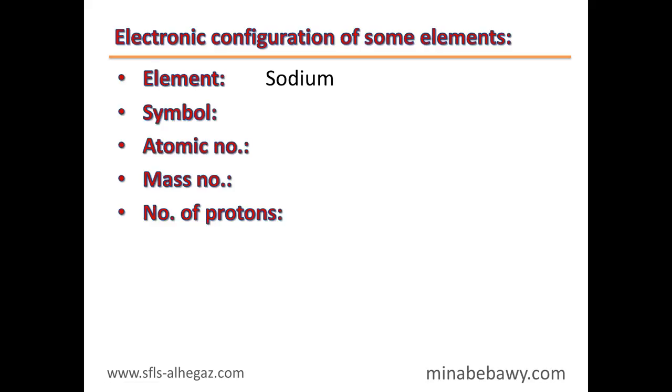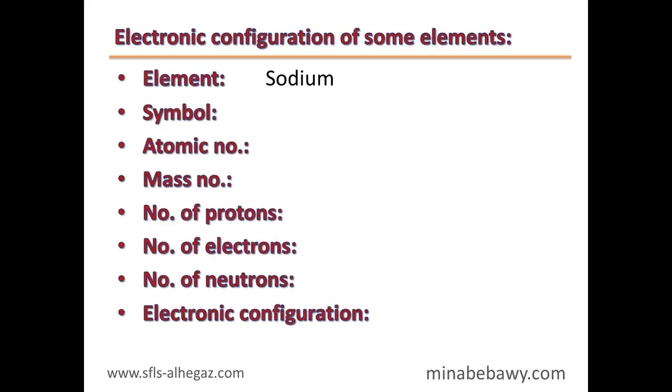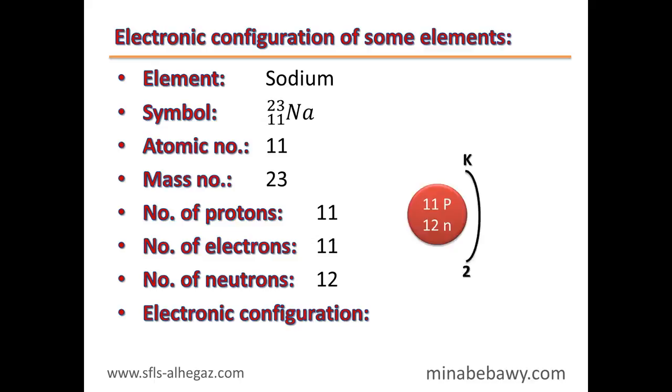The next element is sodium, and the symbol of sodium is taken from its Latin name. So the symbol of sodium is Na. Its atomic number is 11, mass number is 23, number of protons is equal to atomic number equal 11, number of electrons equal to atomic number equal to number of protons equals 11, number of neutrons equal mass number minus atomic number equal 12.